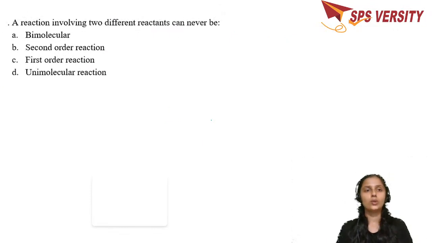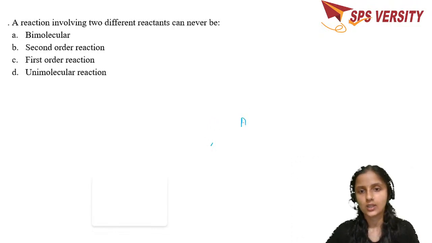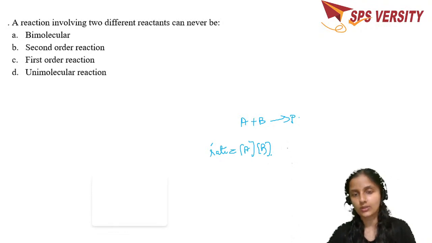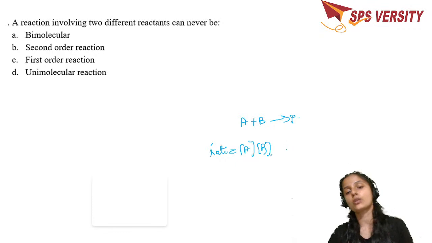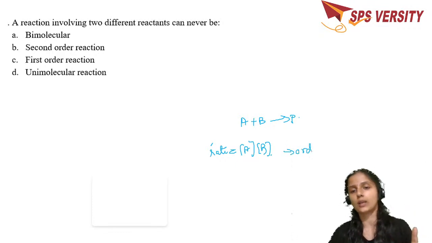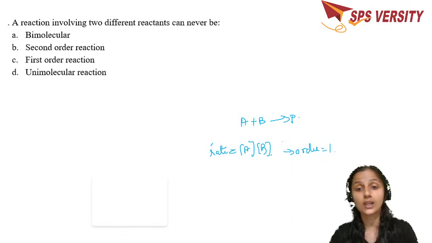A reaction which involves two different reactants can never be... If there are two reactant molecules, say, this is a reaction: A plus B gives rise to product. How do you write rate? Rate is equal to concentration of A into concentration of B. In case it is pseudo first order, or if any other reaction conditions are applied, or if the rate depends on only one of the concentrations, then order can be 1. It can be a first order reaction. It can be unimolecular.